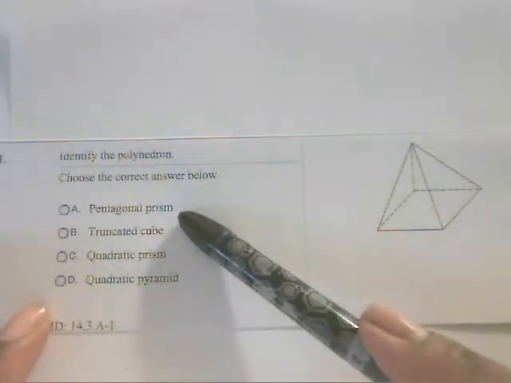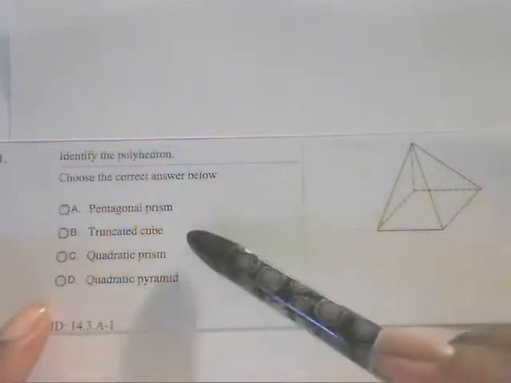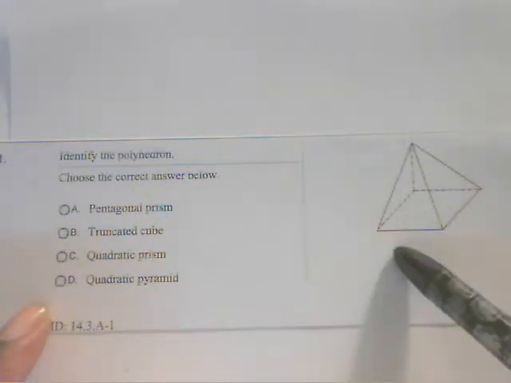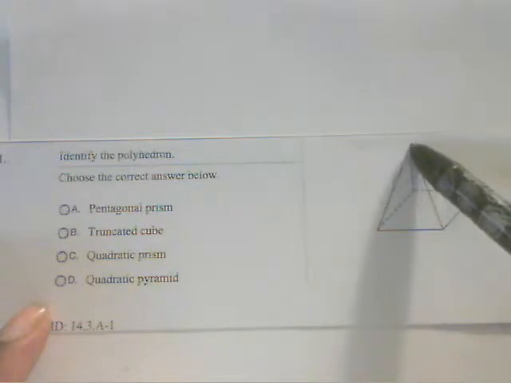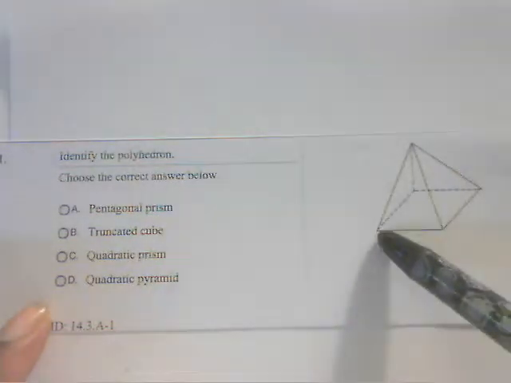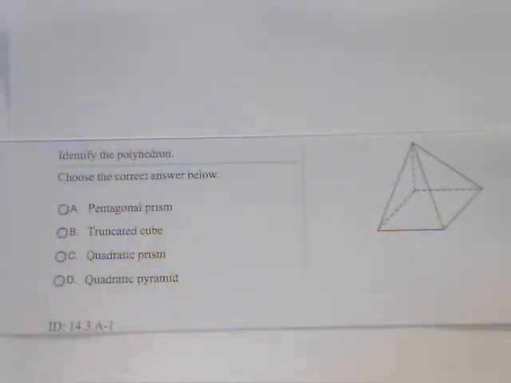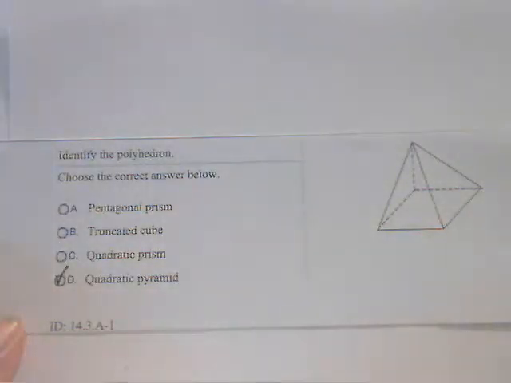Okay, we know it's not a pentagonal prism because the base is not a pentagon. And it's not a truncated cube because it's not a cube to begin with. From the looks of this, it is a pyramid, because here you've got triangles from the base to a tip at the top. So this will be a quadratic pyramid. And quadratic means it's just a four-sided figure. So we'll say that this is a quadratic pyramid.